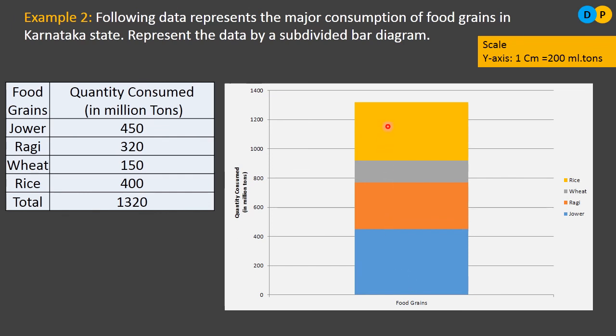Okay, so the first one is right here. We will be going from the bottom. At the bottom, the jowar, 415 million tons. So for that we'll be adding again 320 tons, which will be indicating ragi. Next you will be adding 150 tons, it will be wheat. Again you will be adding 400 tons, that will be rice. So this is how you are going to construct a component bar diagram. Thank you.